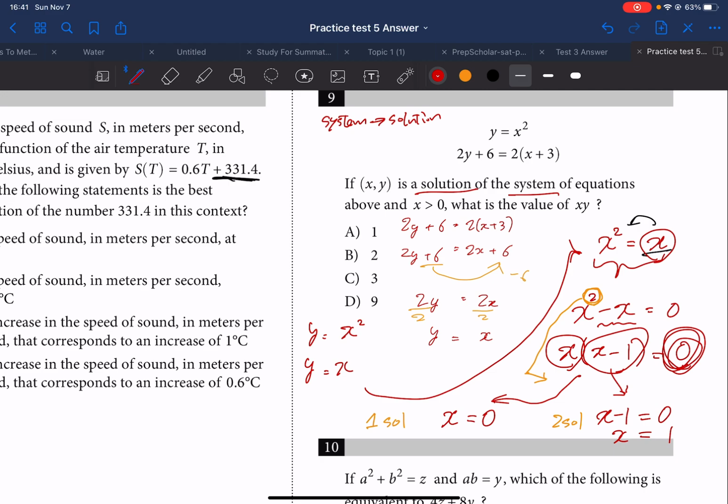Now, we want to find the number where x is greater than 0. So look at this one, x equals 0. If x is 0, is it greater than 0? No, it's equal. So this is not the correct one. How about this one? x equals 1. Is it greater than 0? Yes. So A is the answer.